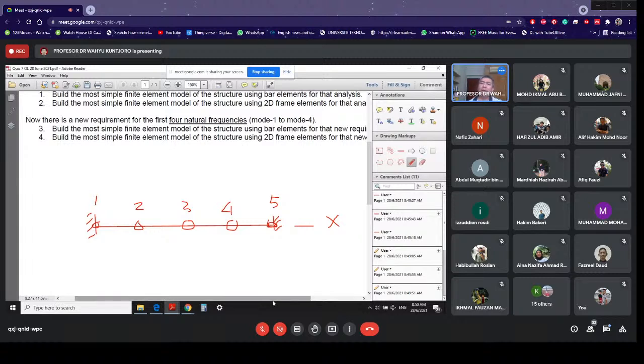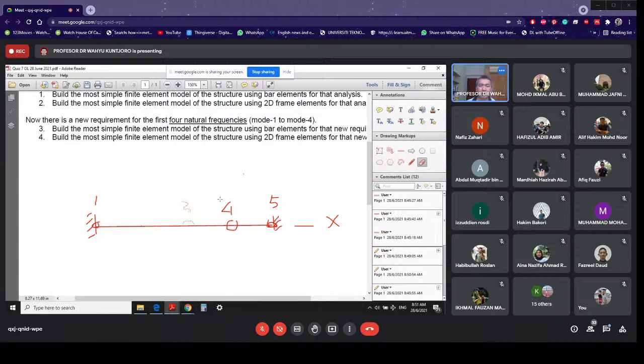Now, what if I want to have 3 natural frequencies, okay, but now I'm working with a frame element. If your answer is the same as question number 1, then you are wrong, because this is not the simplest model. So for question number 2, the correct answer is going to be what I'm going to show you here.